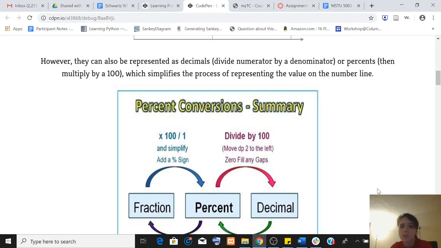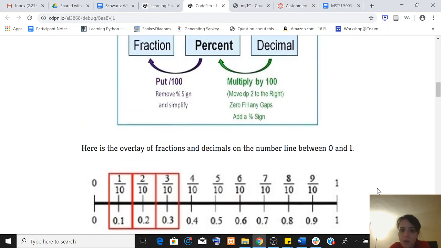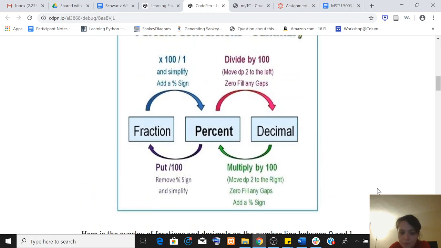In particular, we try to decrease the extraneous cognitive load of the learners as much as possible. So rather than memorizing the text, we want the learners to be able to understand how to represent a fraction on a number line by seeing the relationship between fractions, decimals, and percentages.